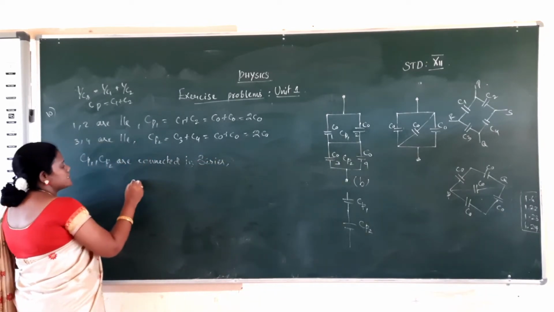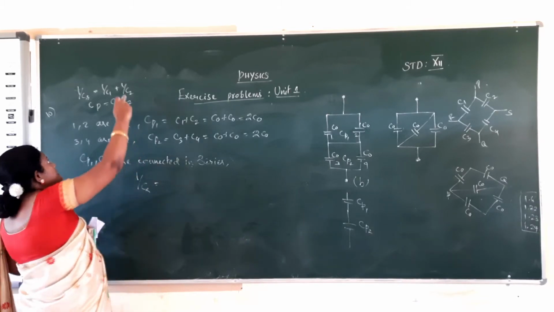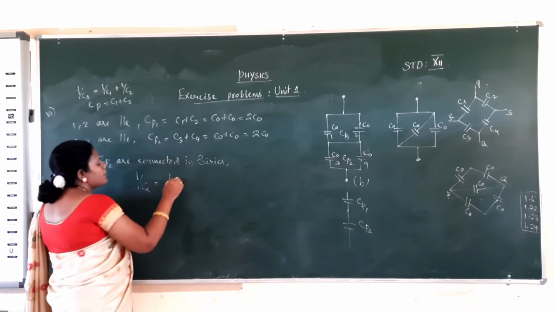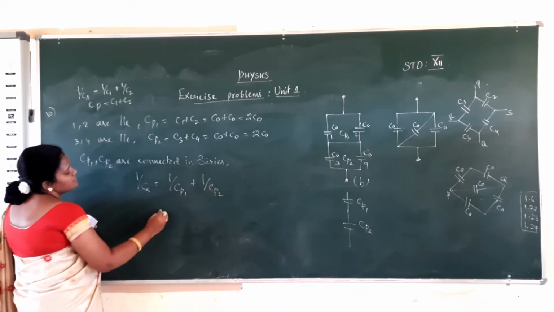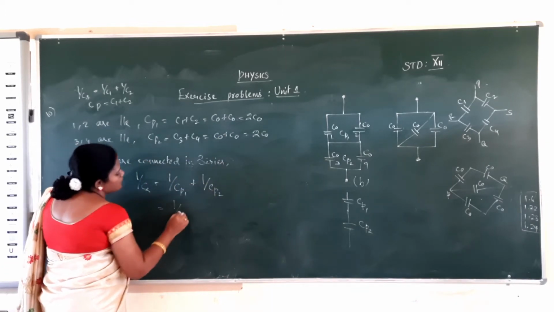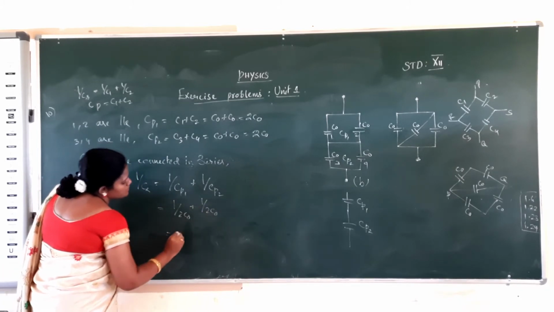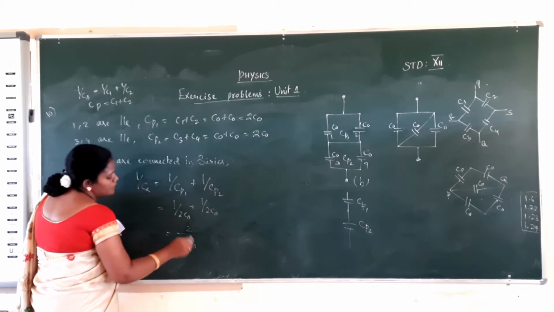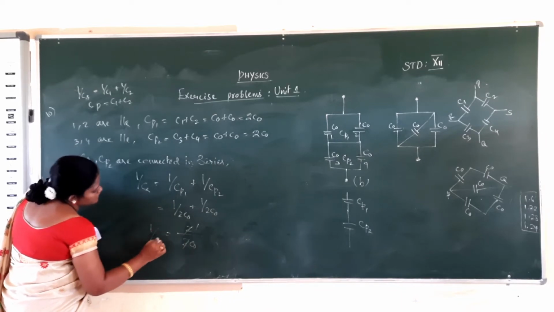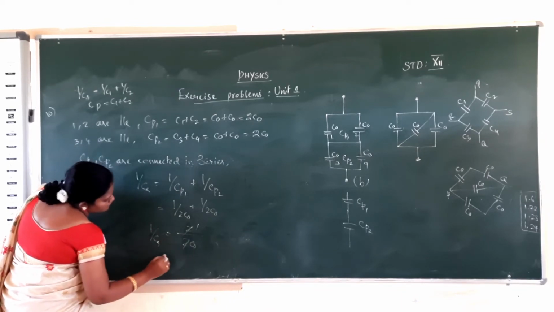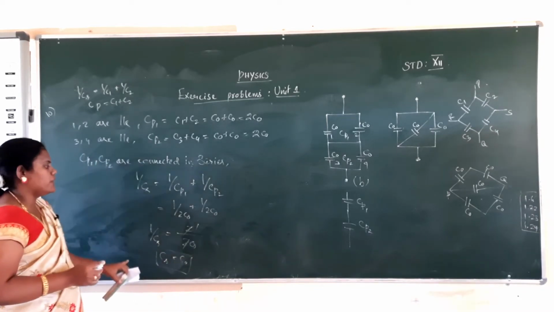Series means the effective capacitance 1 by Cs is equal to 1 by C1 plus 1 by C2. So 1 by CP1 plus 1 by CP2. CP1 value is 2C0, so 1 by 2C0 plus 1 by 2C0. Taking 2C0 as the LCM, 2 by 2C0. The 2s cancel, then 1 by C0. 1 by Cs is equal to 1 by C0, so Cs is equal to C0. That will be the effective capacitance.